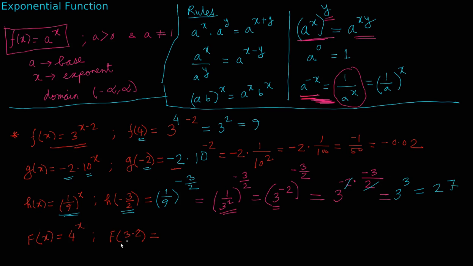Pretty easy. Let's look at the fourth one, 4 power x. It will be 4 power 3.2, and if I punch it into the calculator, it is close to 84.448. That is a close approximation. So that is basically how we evaluate an exponential function. And in the next video I am going to show how to graph exponential functions.